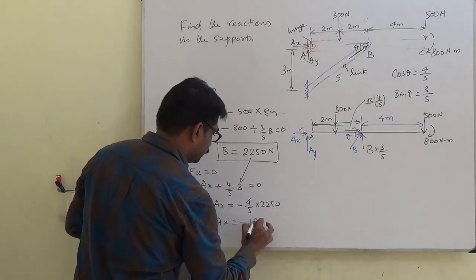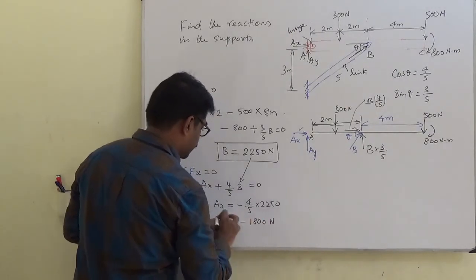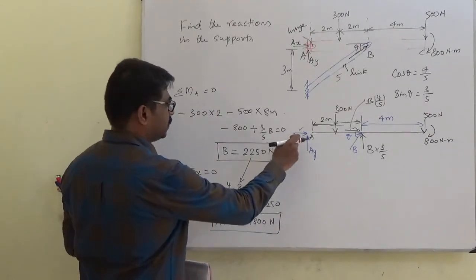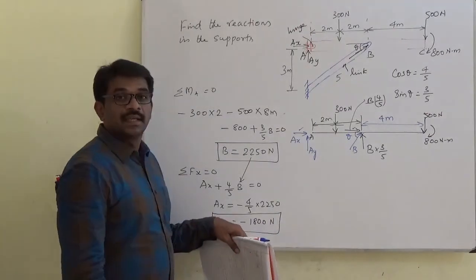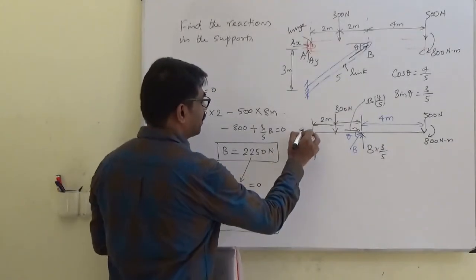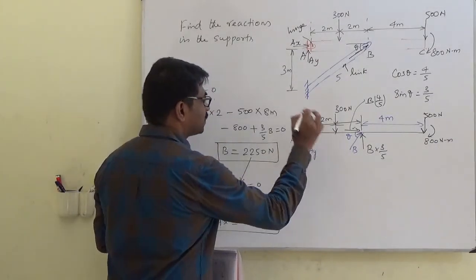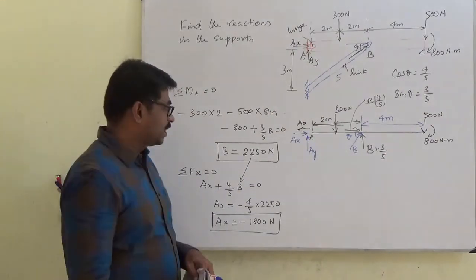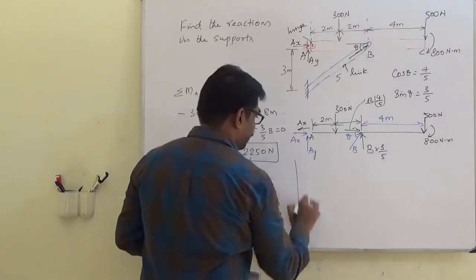minus 800 Newton. What does it mean? My assumption of Ax is not correct. So the original direction that we are obtaining is this. This is the original Ax.